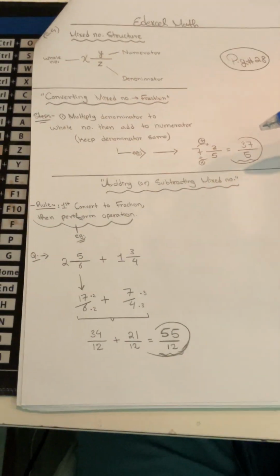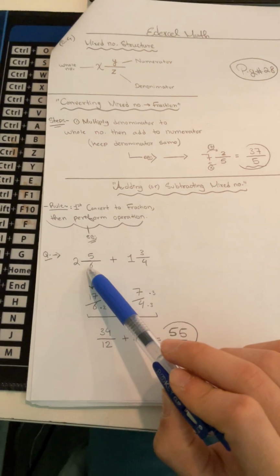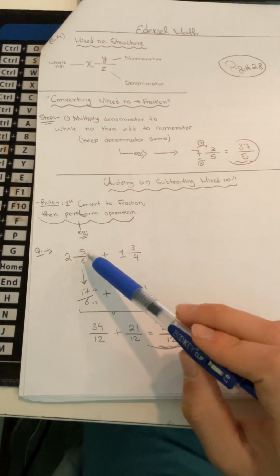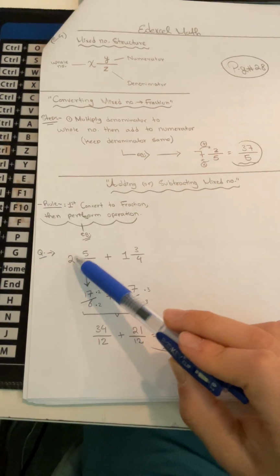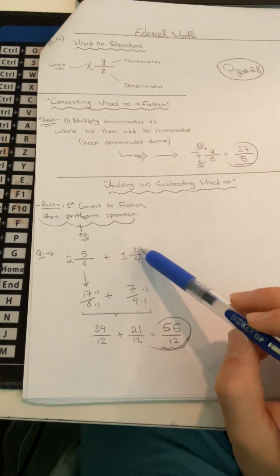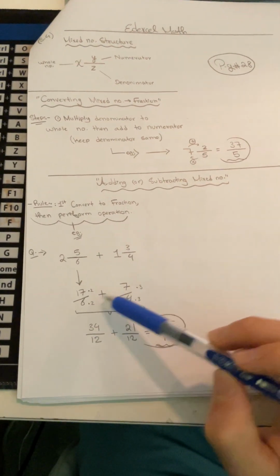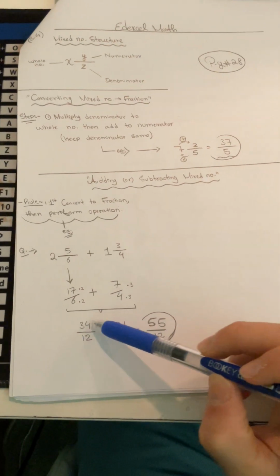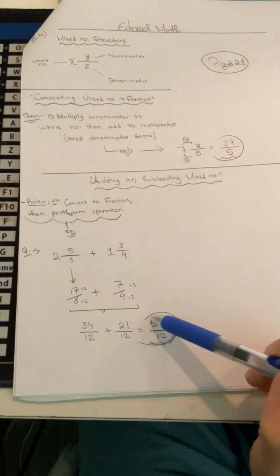Adding and subtracting mixed numbers is very easy. So the first step is convert the mixed number into a top-heavy fraction. Denominator times whole number, plus numerator. Denominator times whole number, plus numerator. Now make the denominator the same, 12 and 12. Perform the operation on the numerator, keeping the denominator the same.